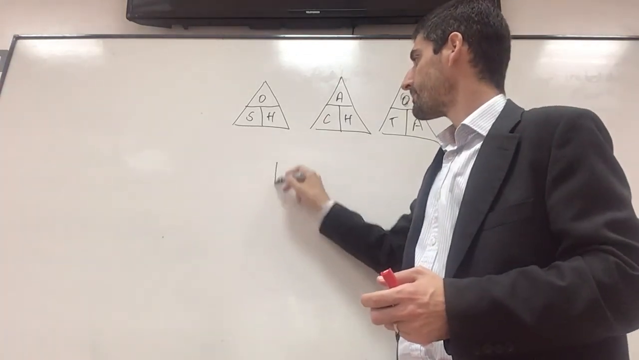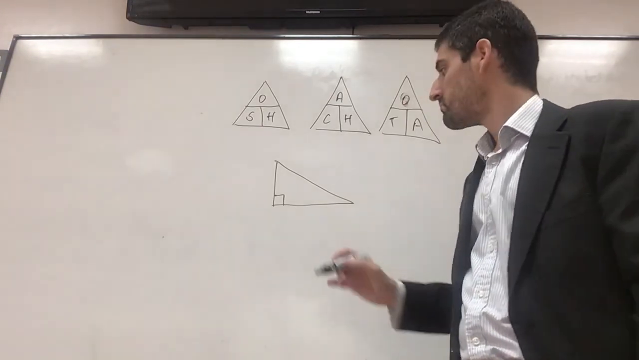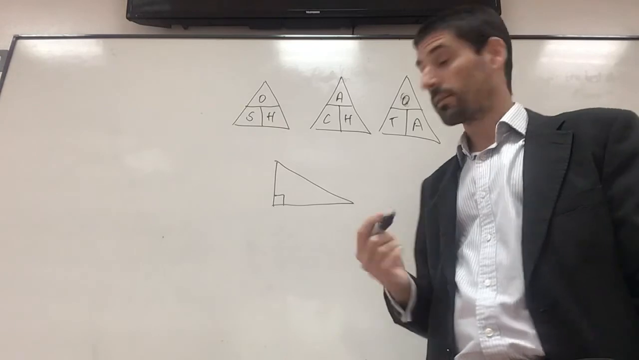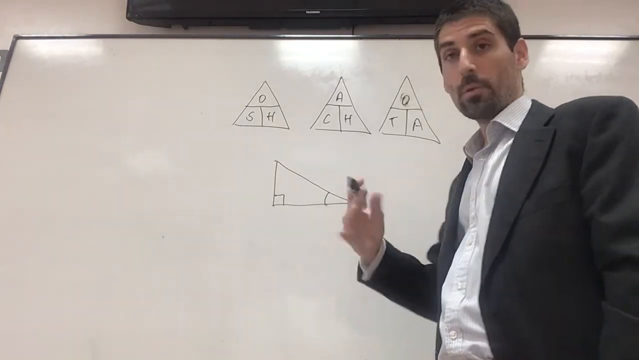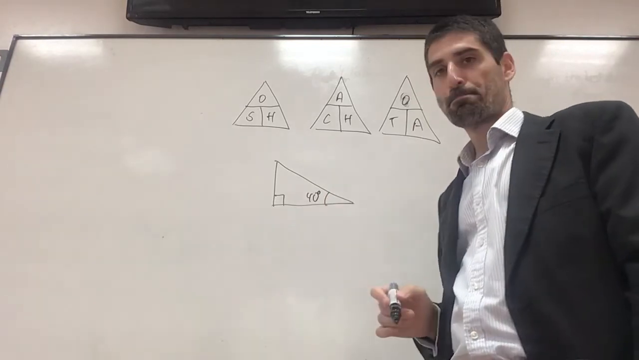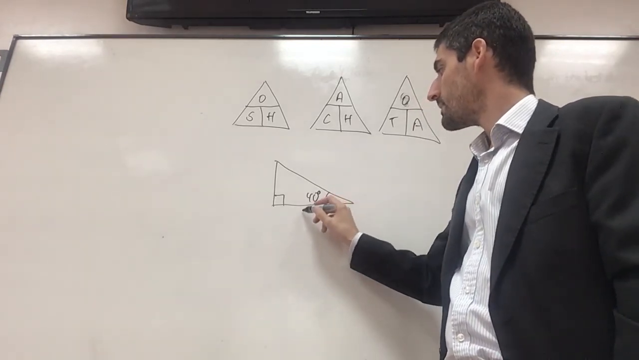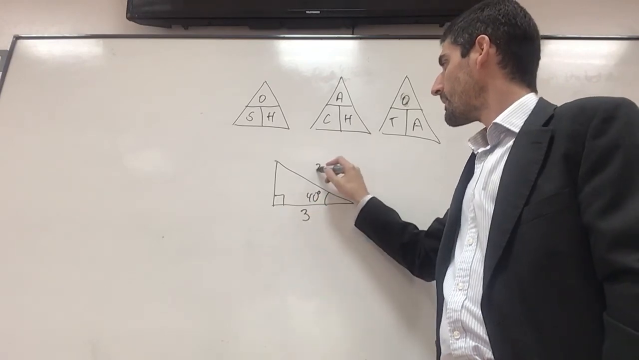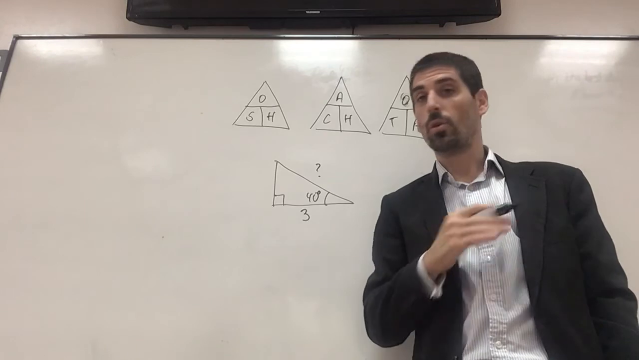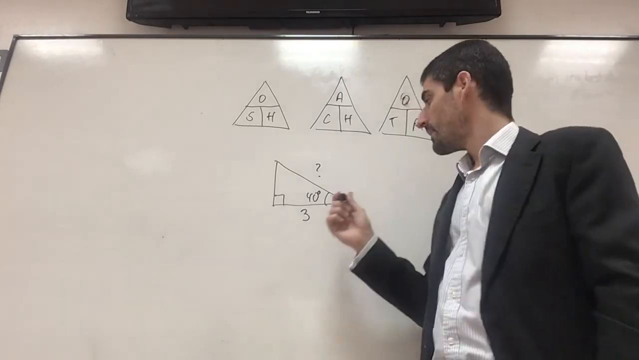So, that's my right angled triangle. They're always going to have to tell you at least one angle if they want you to find a missing side. So let's say that's 40 degrees. And this is 3. And I want to find that side there. The first thing I need to do, always in these kind of questions, is label the sides.